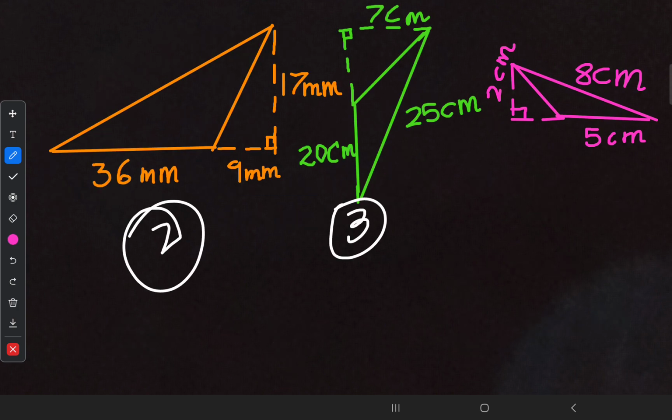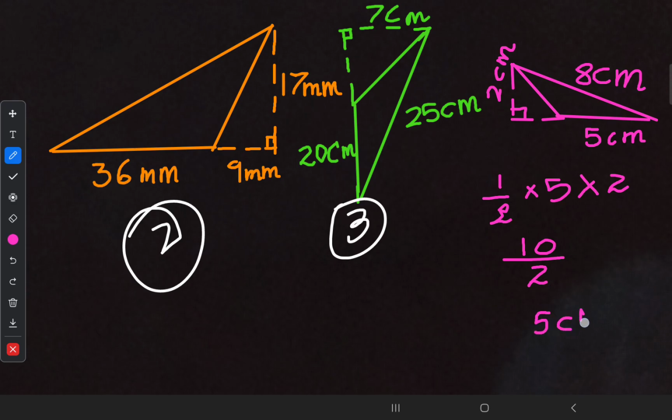When we think about the first case, half into, we just need base and perpendicular height only. Just leave the additional 8. Don't consider that one. We have to substitute base as 5 and perpendicular height as 2. Then it will become 10 upon 2. Finally, our answer for area is 5 square centimeters. That's all for this question.